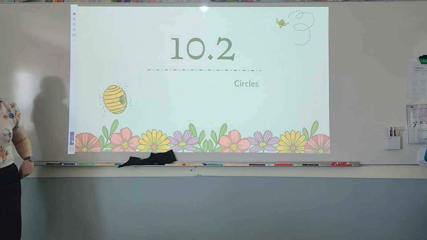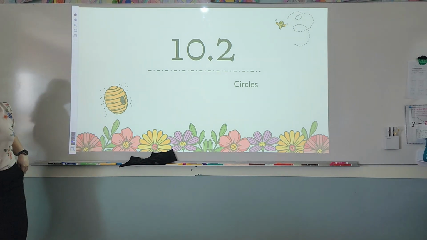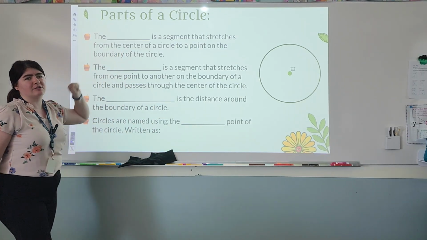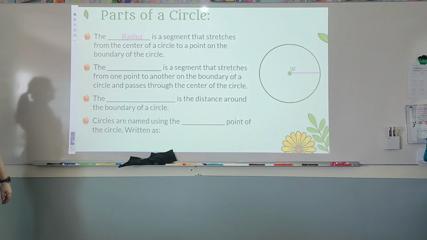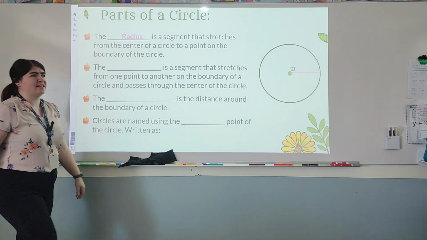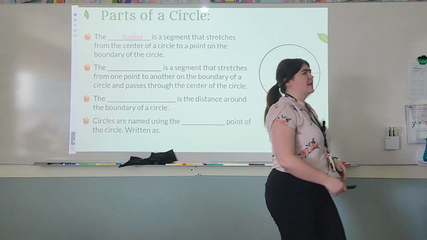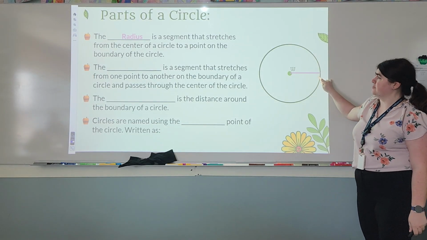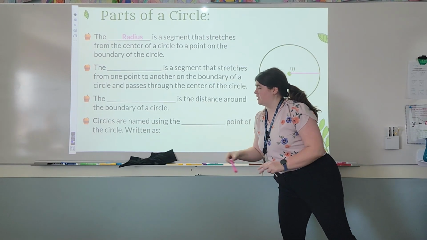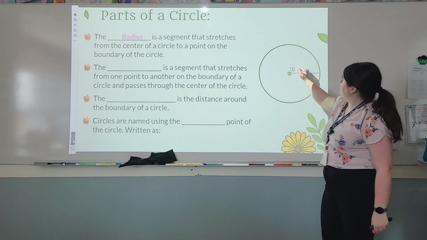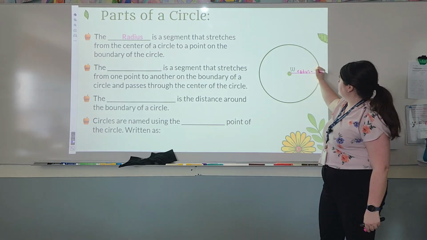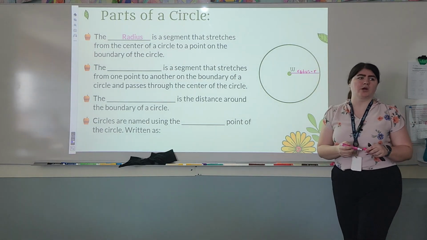So we are in section 10.2 today, which is about circles. We're going to go ahead and start with parts of a circle. So the radius is a segment that stretches from the center of the circle to a point on the boundary of the circle. I'm going to label these as we go. So this part is the radius, and the radius is labeled with a lowercase r.